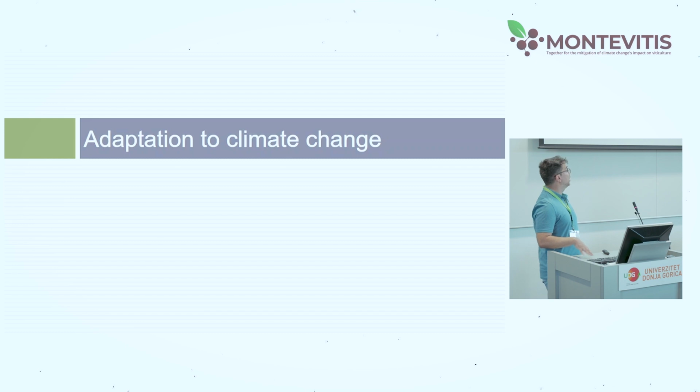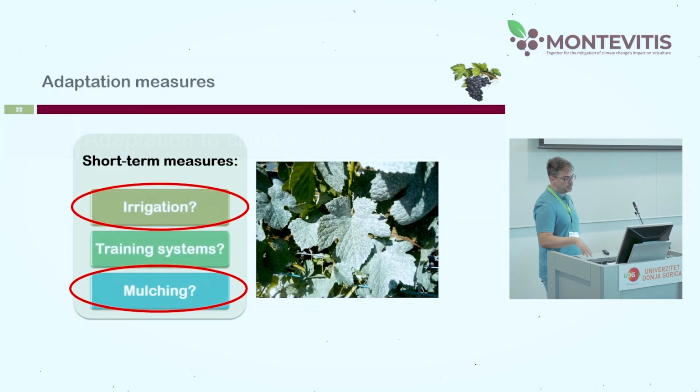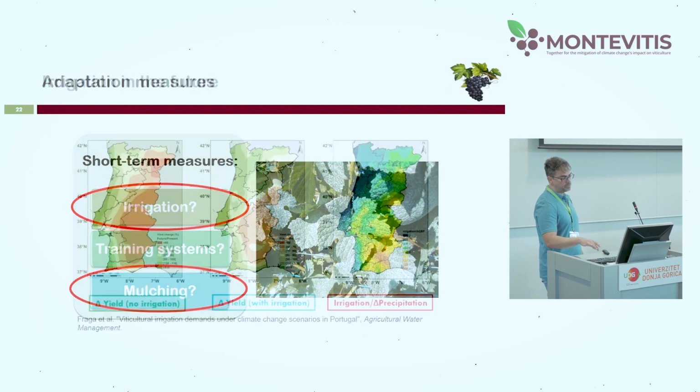Of course, we also work on the adaptation measures. We don't just provide what is going to happen, we also attempt to provide some guidelines on how the growers may adapt to these potential changes. Well, we also did a couple of studies focusing more on irrigation and mulching.